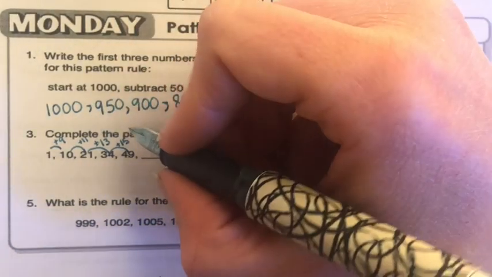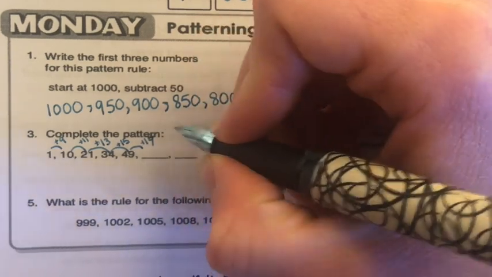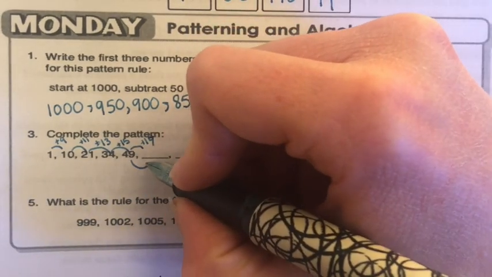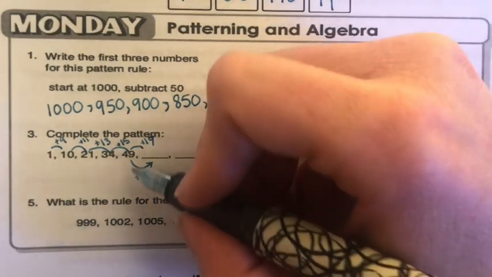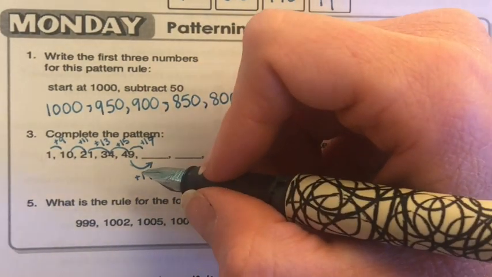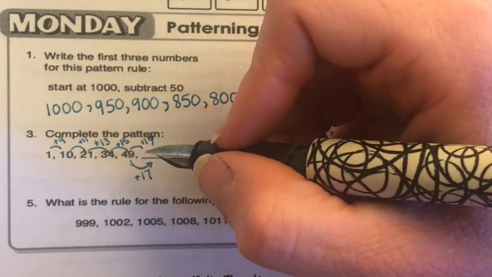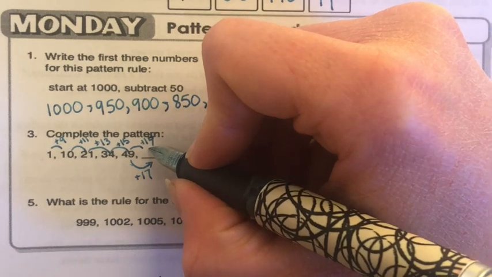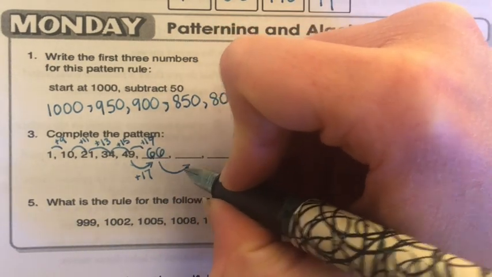So this next one would be 49 plus 17, because they're adding odd numbers. I'm going to actually write it down here so you can see. Plus 17, so 49 plus 17. 49, 59, 60, 61, 62, 63, 64, 65, 66. Okay, and then we're going to add 19.